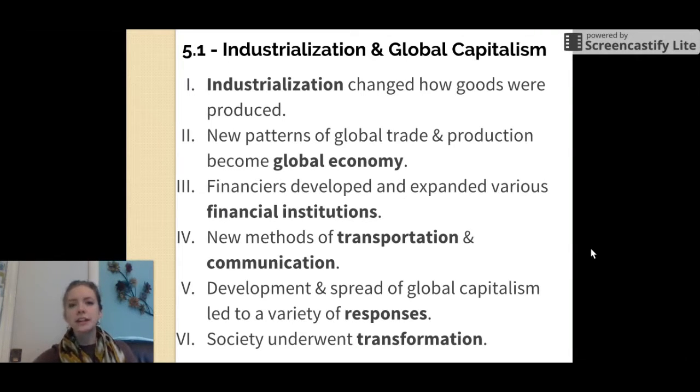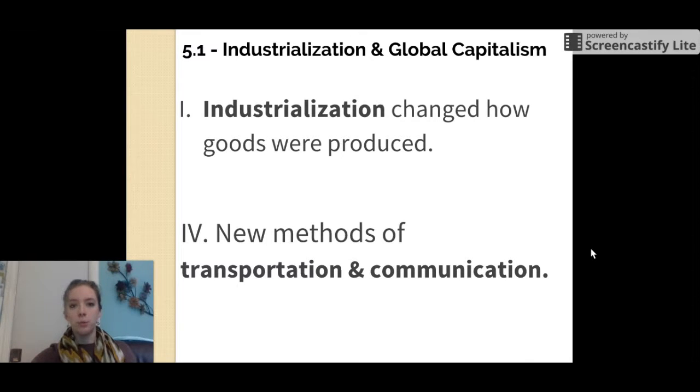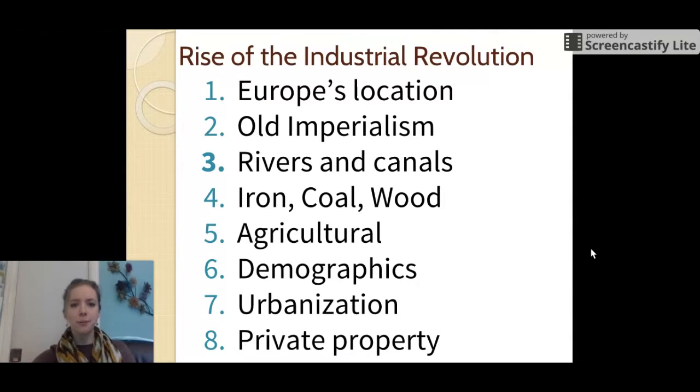And then how does it affect society and the responses that both governments and society have to these changes, as well as the transformations that are undergone? So what we're going to look at first is actually 1 and 4, what industrialization changes and how that changes transportation and communication, kind of as part and parcel of the industrialization itself.